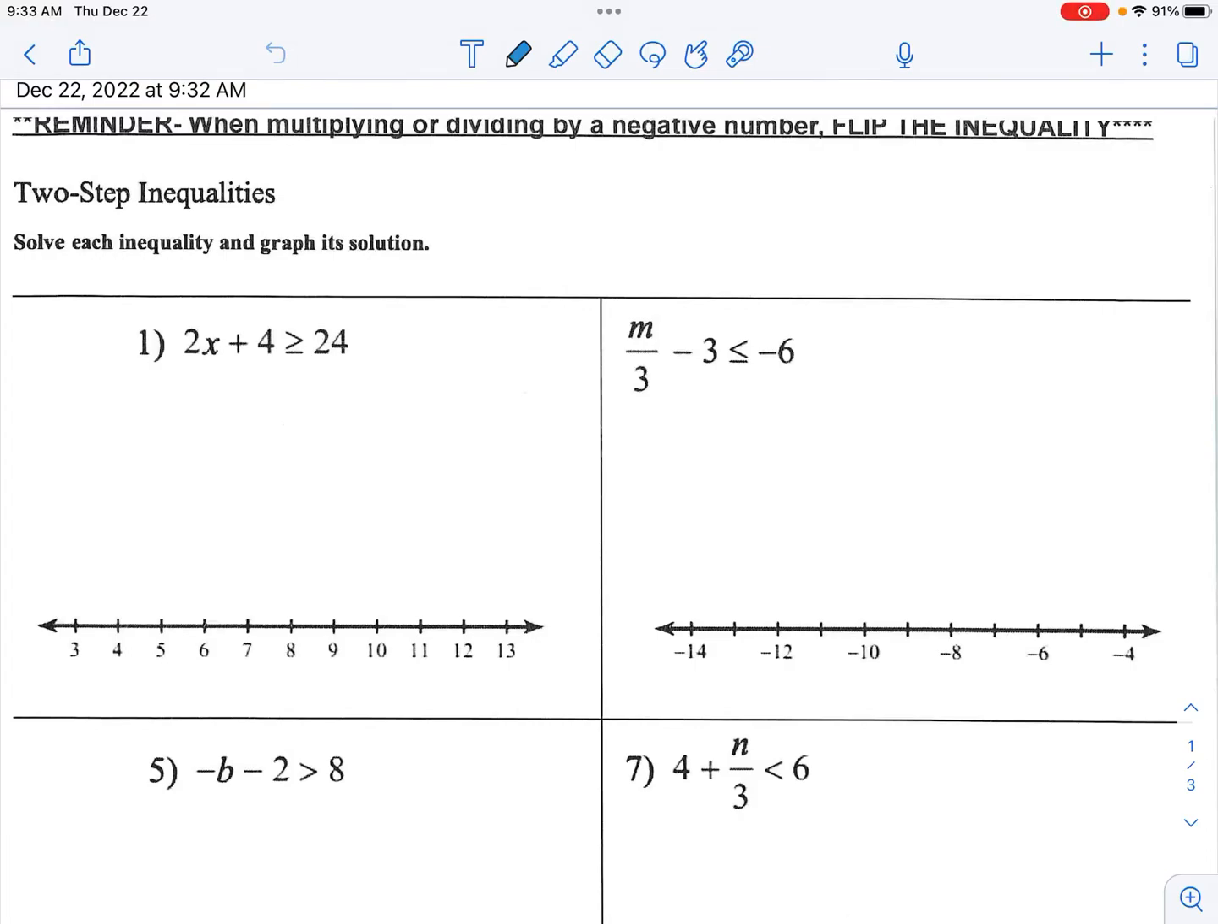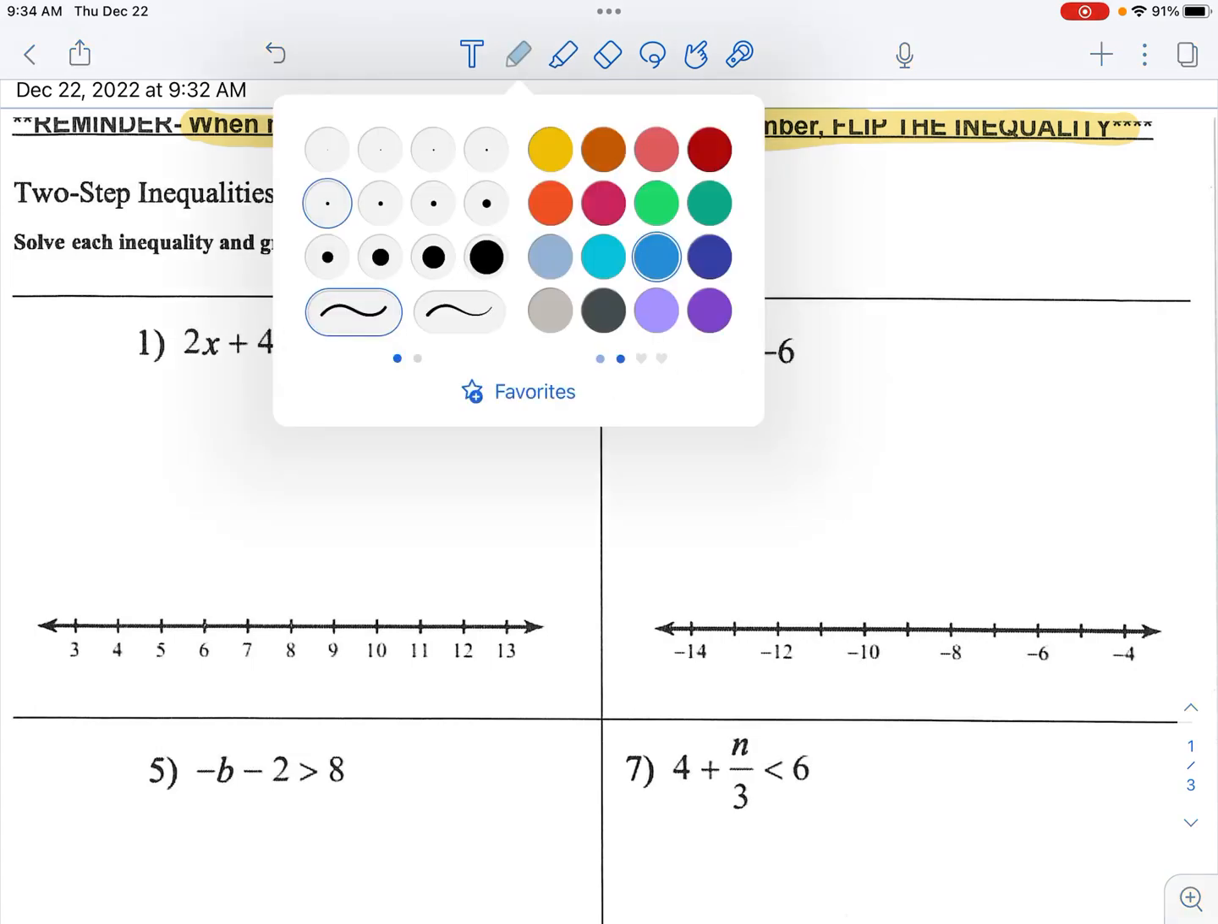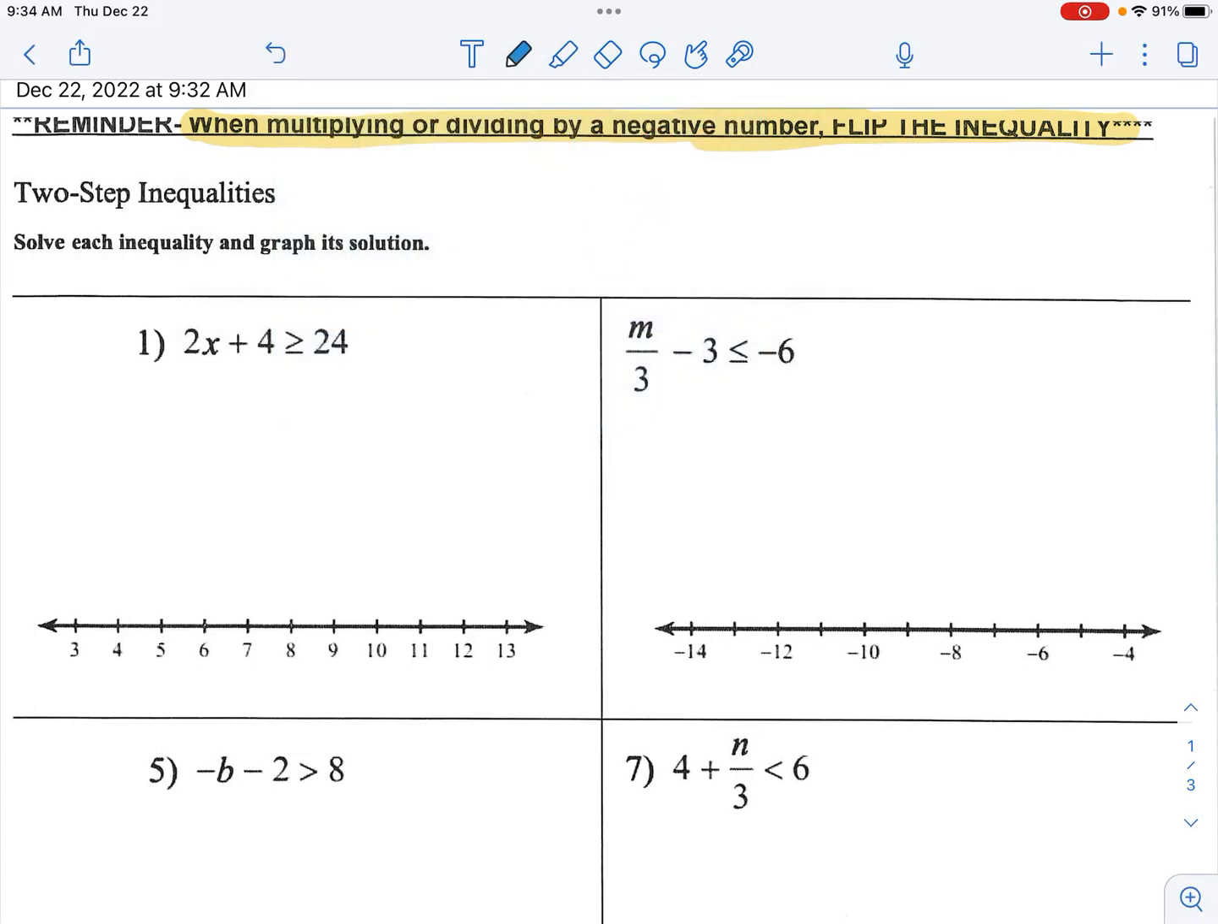In this video, we're going to be talking about how to solve and graph two-step inequalities. The first thing, and the most important thing that I want to remind you guys of, is that when you are multiplying or dividing by a negative number, you have to flip the inequality sign. That is the biggest thing that we are going to get tripped up by, because sometimes we forget that rule. So make sure that you star that, so you can remember when you're multiplying or dividing by a negative, you need to flip your inequality sign.